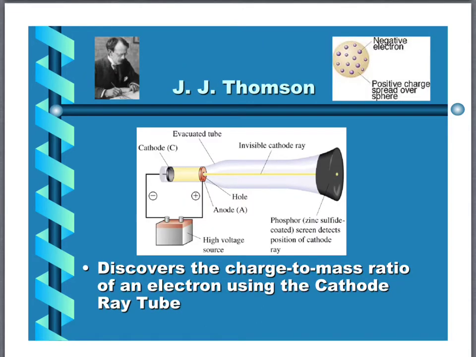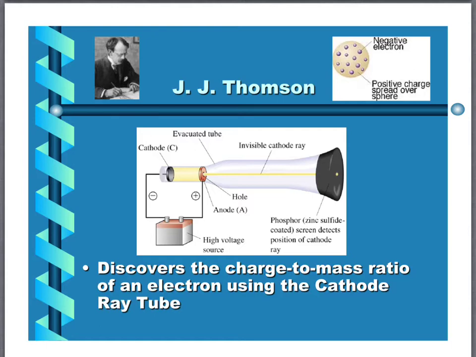Hi everyone. This video is going to give you some information about JJ Thomson and his experiments with the cathode ray tube. JJ Thomson was an English professor of physics, and he is given credit for discovering the electron about 50 years after Dalton proposed his atomic theory.